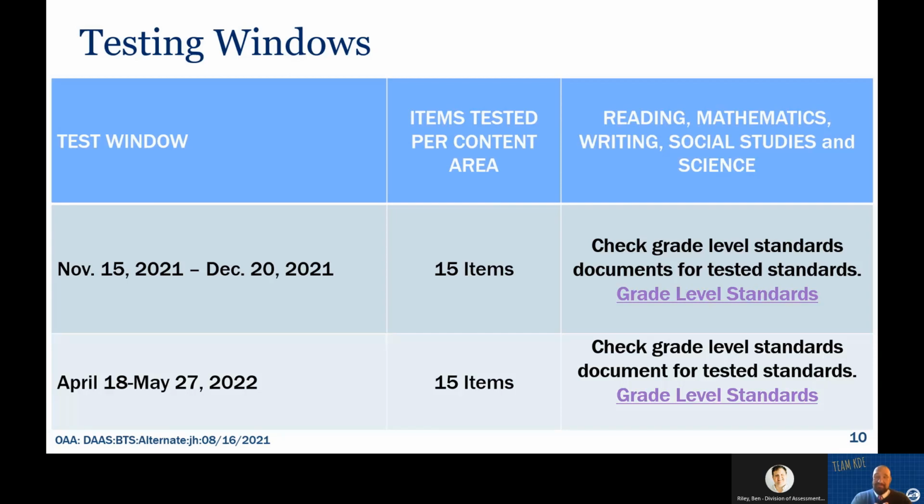The window 2 assessment will open April 18th and run until May 27th. During this window, there will be an additional 15 items per content area. Once again, consult the grade level standards document on the KDE website that's linked on the slide. You can find which standards are assessed during this window by consulting these documents. They are broken down by content and grade level.